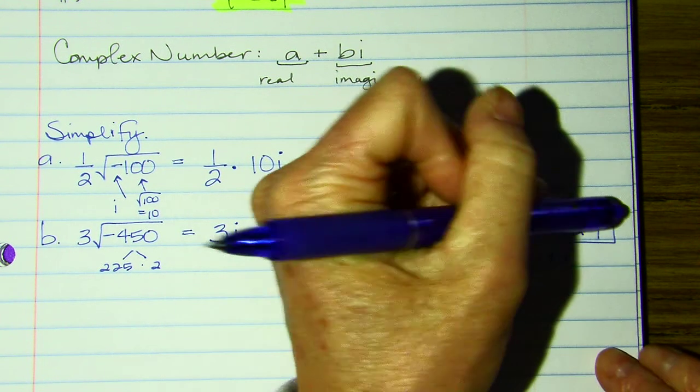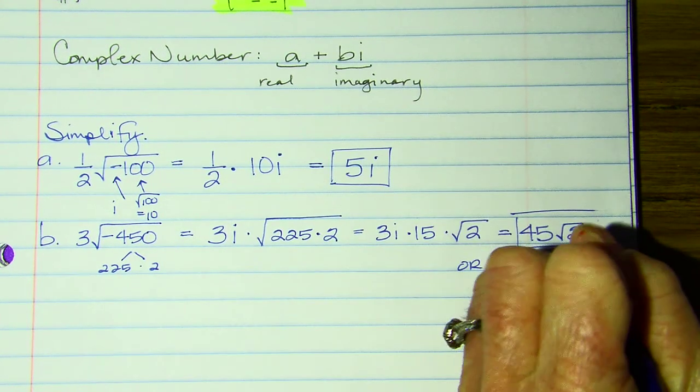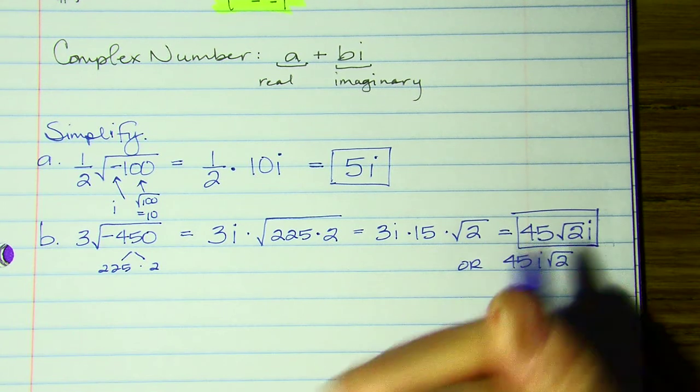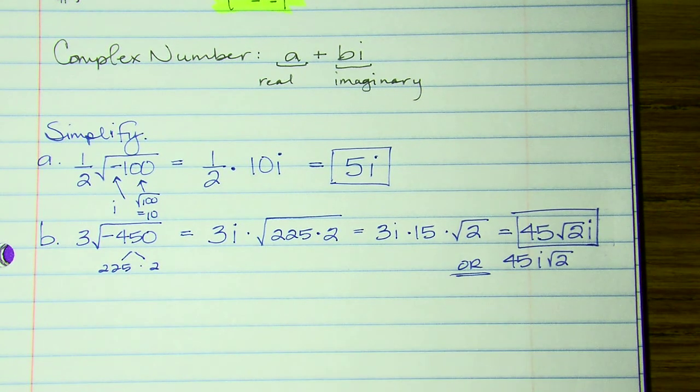I'm going to put the i a little closer. Actually, that looks kind of funny. Just make sure that it doesn't look like it's in the radical. So you can choose how you write the answer.